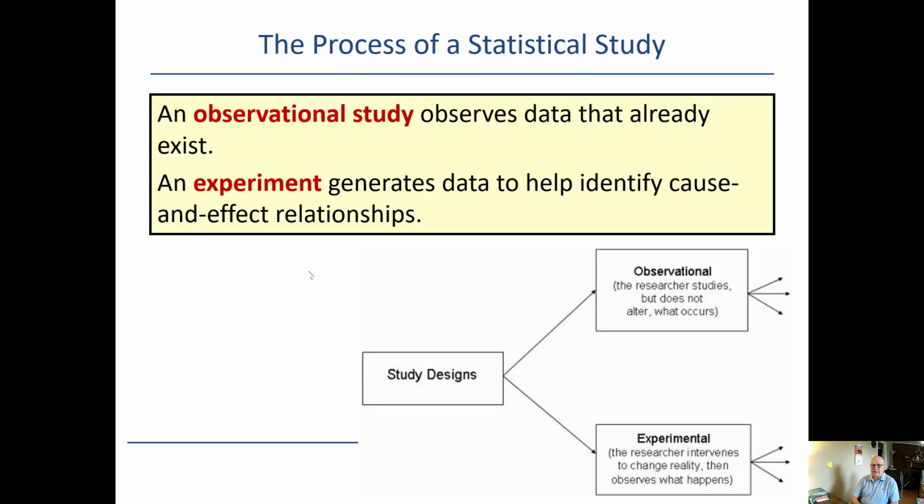Two kinds of studies. You need to keep these in mind as you're reading studies. In an observational study, you just look at the data that are already there. You don't actually make any changes yourself. With an experiment, you generate data by identifying cause-effect relationships by actually doing something with your subjects.